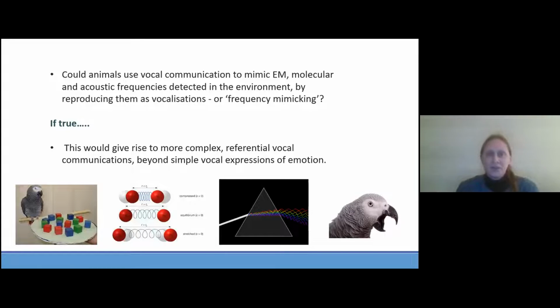And if this is true, it would give rise to more complex referential vocal communications beyond simple vocal expressions of emotion. And just out of interest regarding the cognition of animals, the parrot down on the left, that is Alex the parrot. And I don't know whether anyone's heard of him. He belongs to a researcher in America. And even for an African grey parrot, Alex was very, very advanced. And this is him during a study where he's selecting bricks according to their colour on cue.